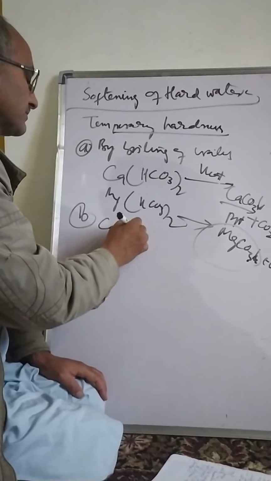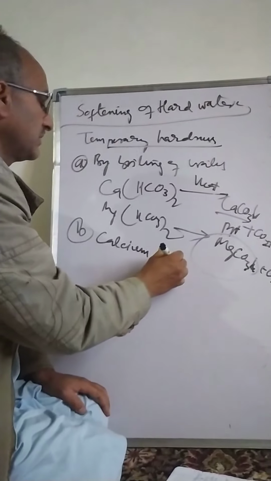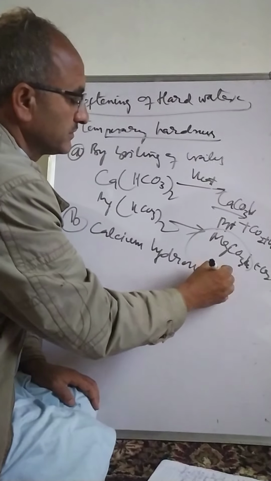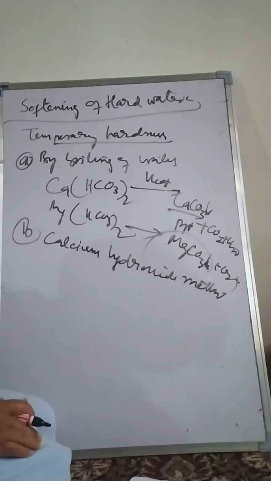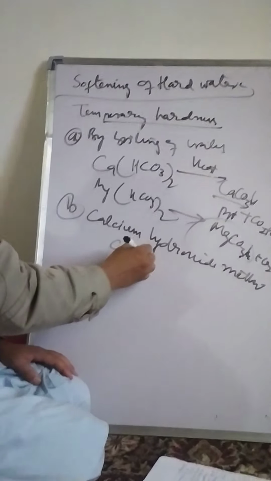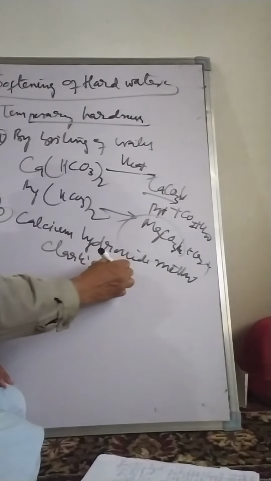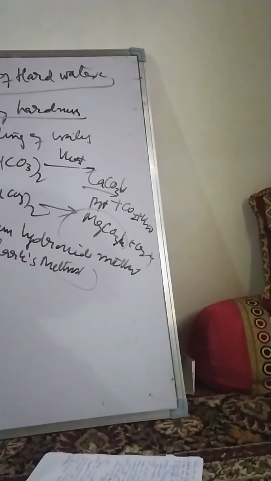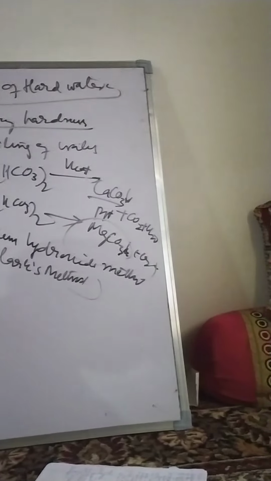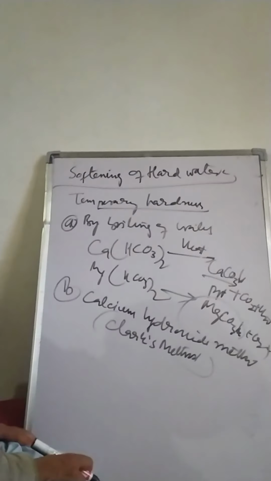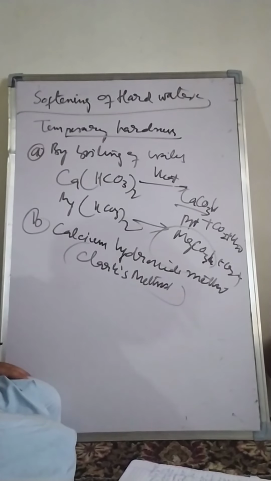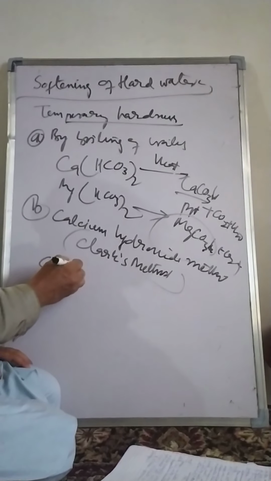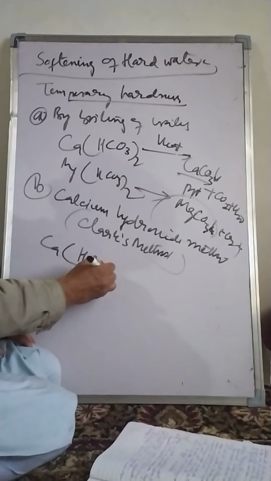Calcium hydroxide method. This is also called the Clark's method. Clark was a famous scientist, and it is named after him. What happens is that we add a calculated amount of lime. Calcium hydroxide is lime. We add a calculated amount of lime to the hard water.